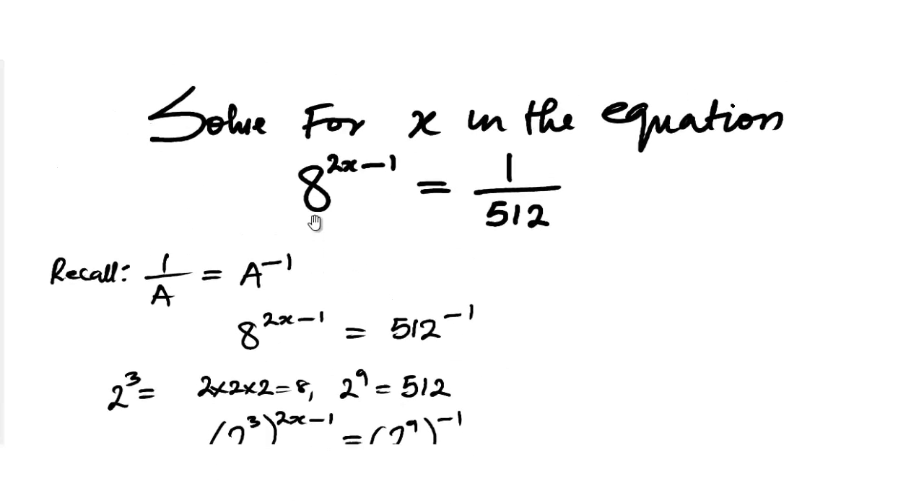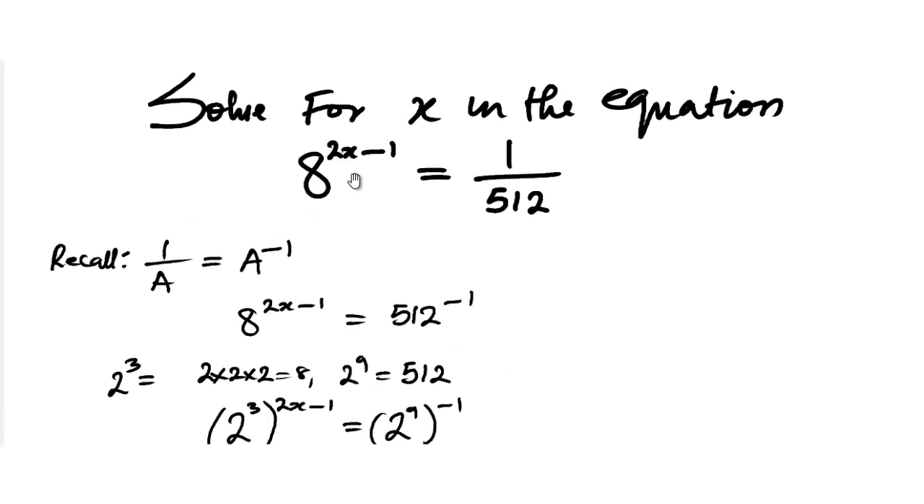What it implies is that if I substitute minus 1 into this equation, the left-hand side of the equation must be equal to the right-hand side. So let me just plug it in. Let's check. We got x to be minus 1, so 8 raised to power 2 into bracket minus 1, then minus 1, is equal to 1 over 512.